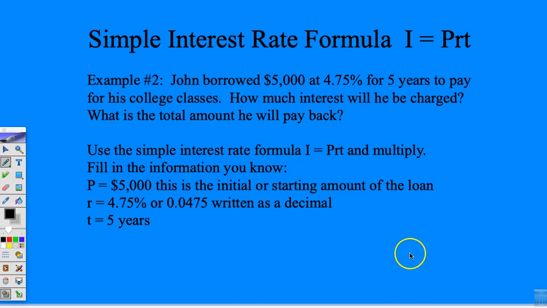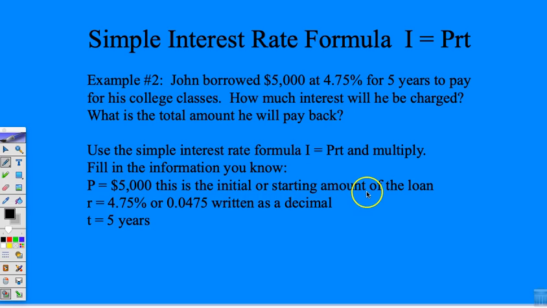Let's try another example. In this example, we're not saving money, we're going to borrow money, like in a loan. So John is borrowing $5,000 at 4.75% for 5 years to pay for his college classes. In this question, it's asking you for how much interest he's going to be charged. Then it's asking you a second question, what's the total amount he'll pay back?